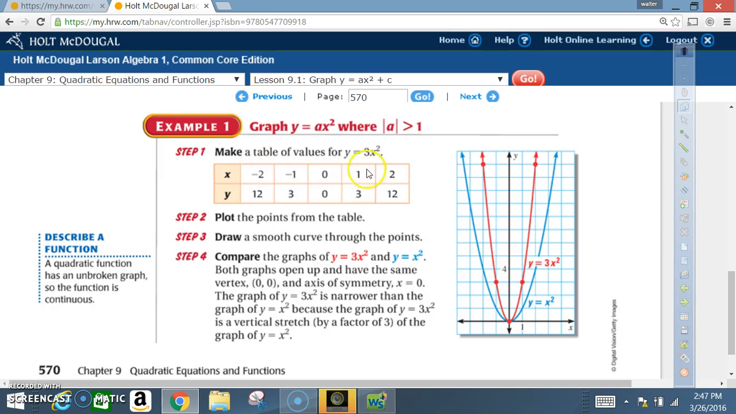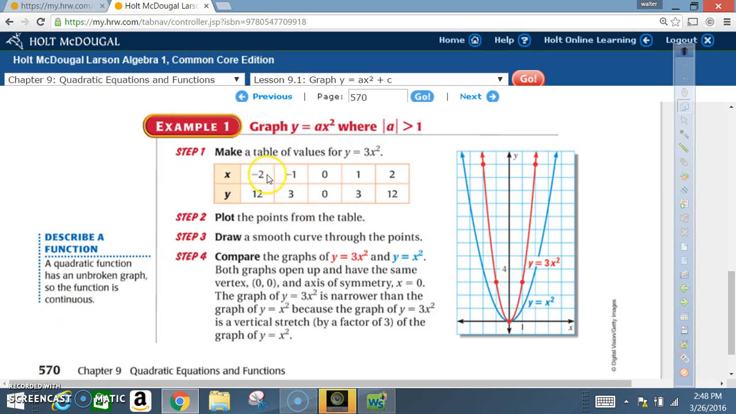Okay, now after we write down our values, and we pretty much use the same values every time, 0, 1, 2, negative 1, negative 2, all we do is we take our x values and we plug them into our equation. When x is a negative 2, we end up with a positive 12. When x is a negative 1, we end up with 3. When x is 0, we end up with 0. When x is 1, we end up with 3. And when x is 2, we end up with 12.